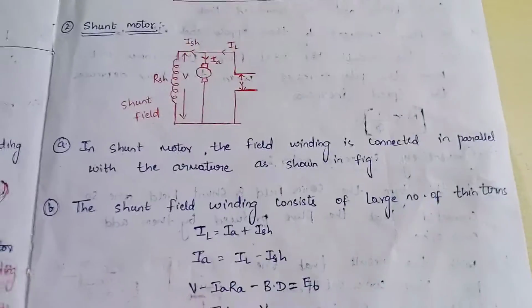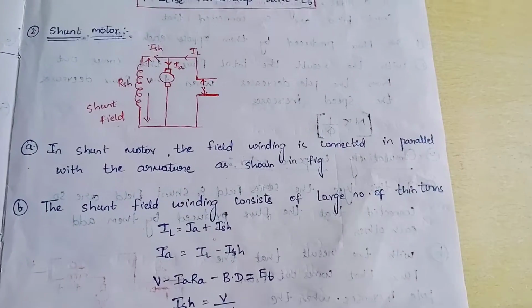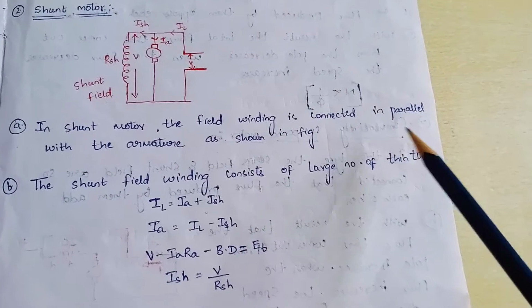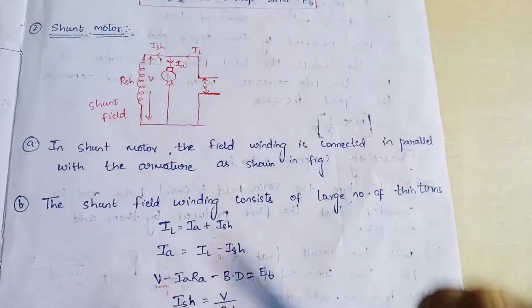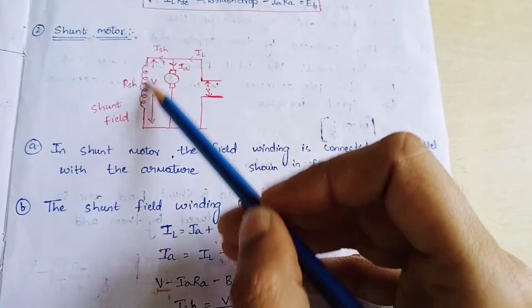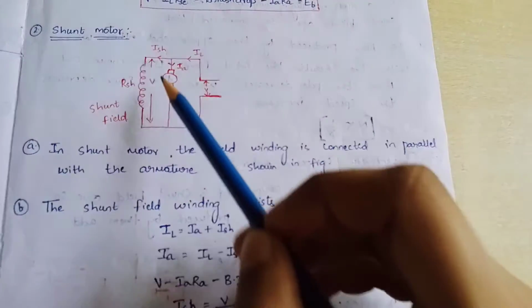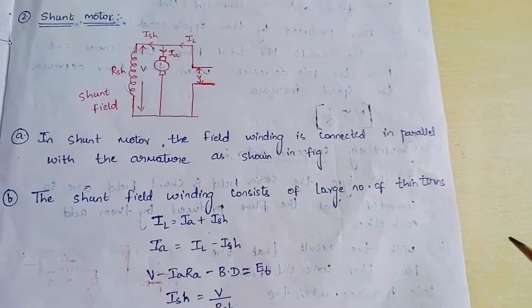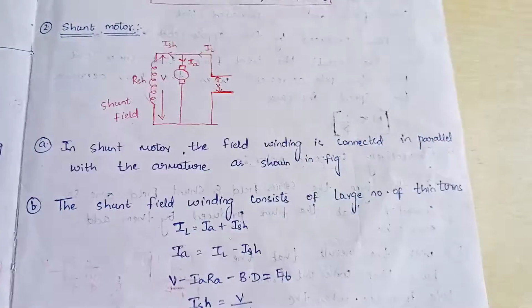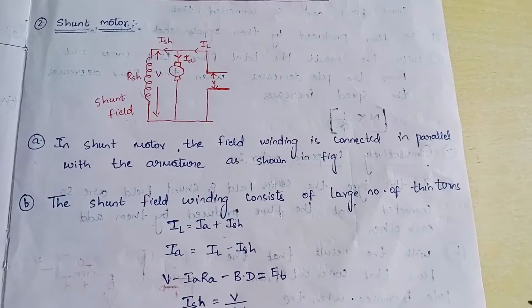Let us go to the shunt motor. In shunt motors, the field winding, that is RSH, is connected in parallel with the armature. And the turns of the field winding will be thin.